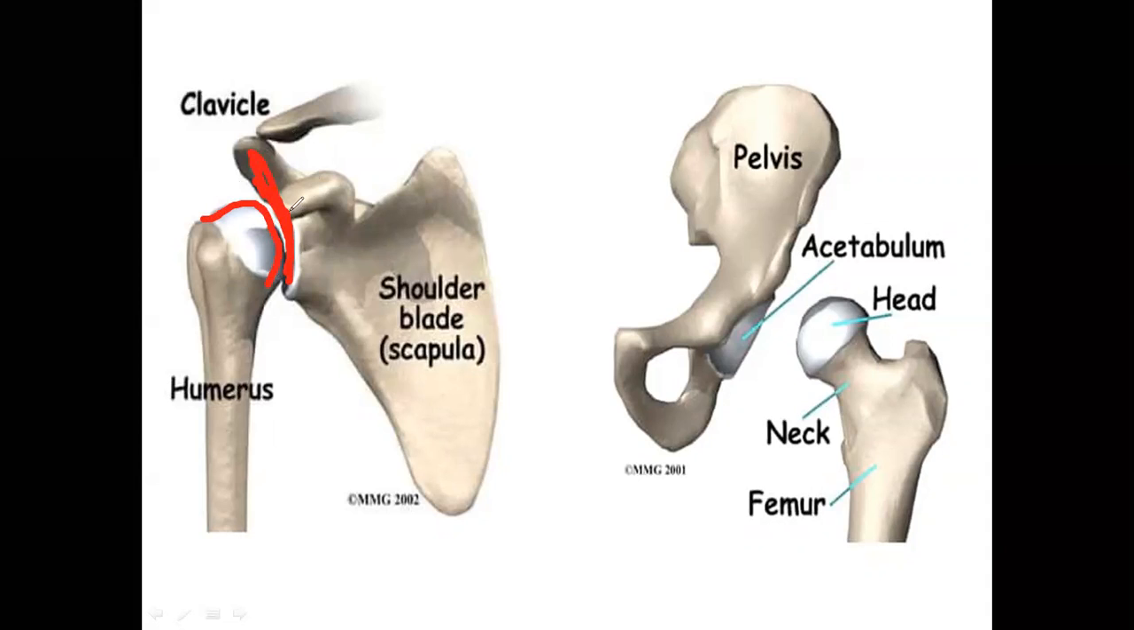The second ball and socket joint we can find is in the pelvis, the hip joint, in which the acetabular or socket cavity is created by the pelvis or the hip bone, and the head of the femur. This is the head of the femur. This head of the femur is articulated in this cavity. So one bone has the shape of a ball, and the other bone forms the socket. So this is the ball and socket joint.